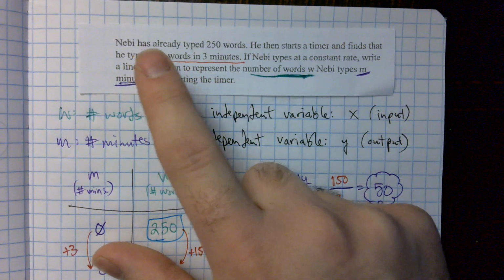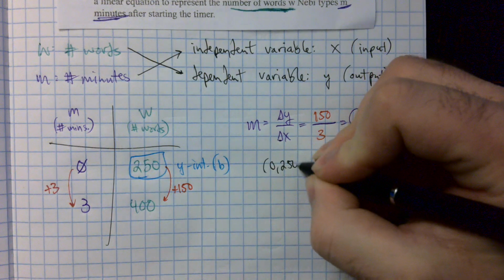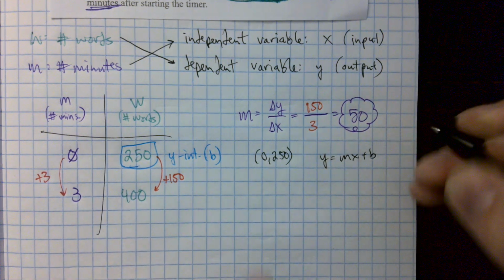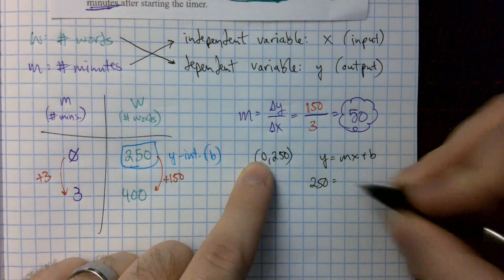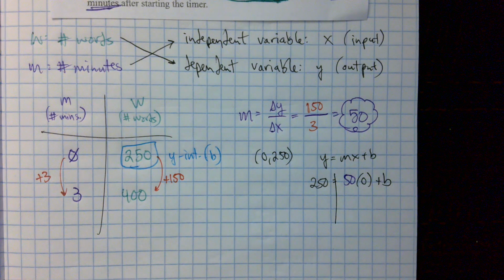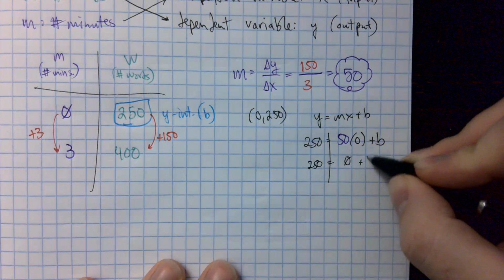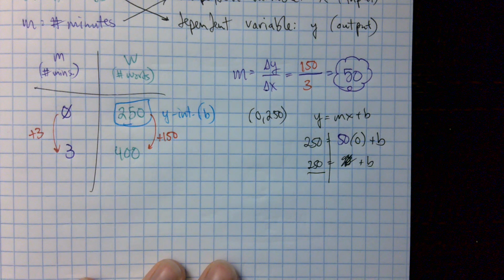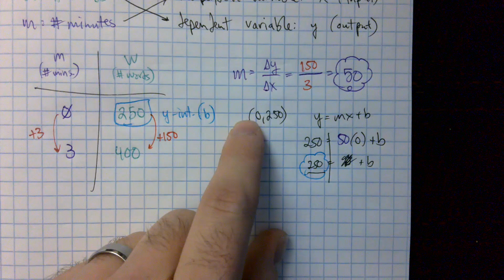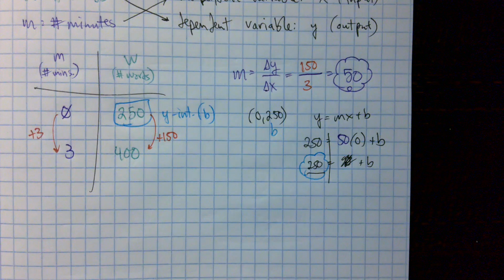I also know that they've already typed 250 words. So that means I have the point (0, 250). Well, if I take y equals mx plus b, plug in 250 for y, 50 for m, 0 for x, and then solve for b, well, 50 times 0 is 0. I don't really need that. And I see that b is equal to 250. So just like we were able to find on the table, right? And yes, you may have noticed, oh, that point already has a 0 for x, so my y coordinate must be b. Yeah, exactly right.